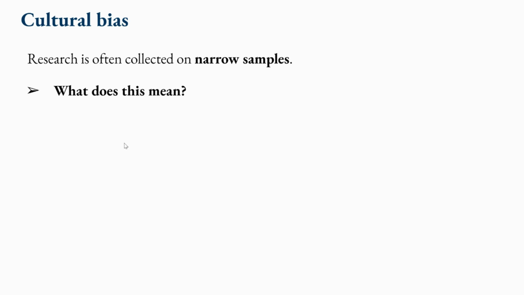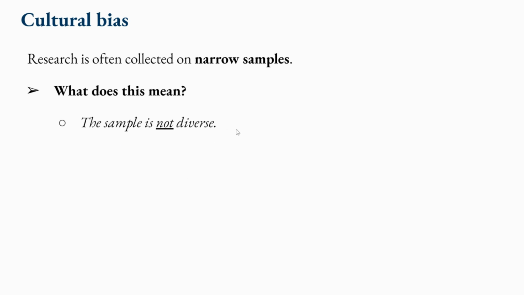So cultural bias is the idea that research might only apply to the culture within which it's conducted. So research is often collected from narrow samples, not necessarily small samples, but narrow. That means the sample is not diverse.